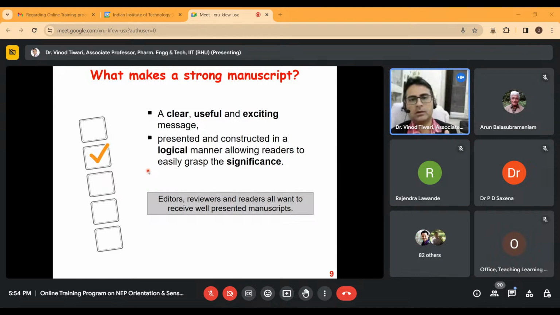Sometimes people are writing it in a very jumbled way. One paragraph is not connected to another, another is not connected to the next. And then when a person is reading it, they are lost as to what the authors want to convey. So it is just like a movie. It's just like a story, which has to be written in a proper logical flow, so that people can grasp it easily. Any editor, reviewer, and readers all want to receive your message or your work in a well-presented manner.